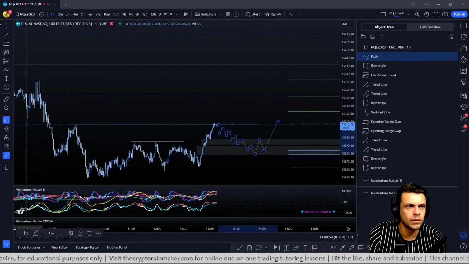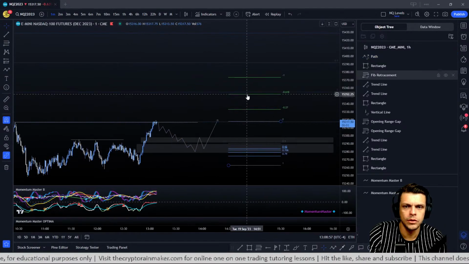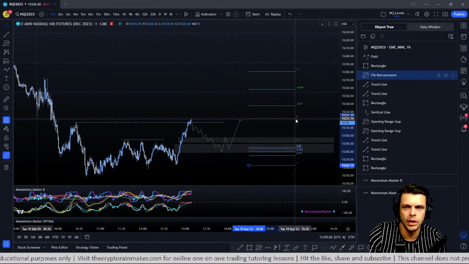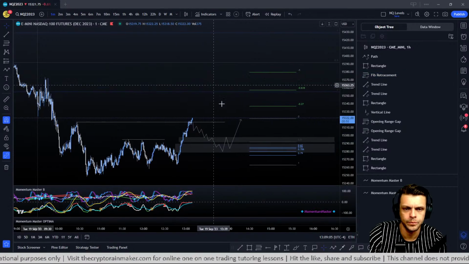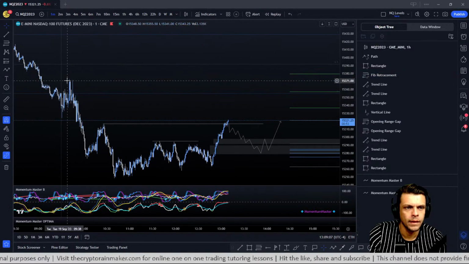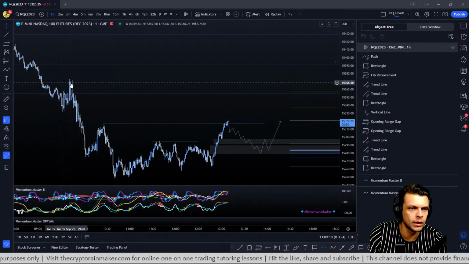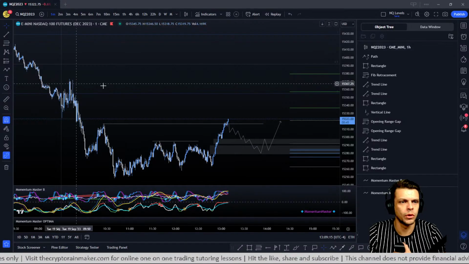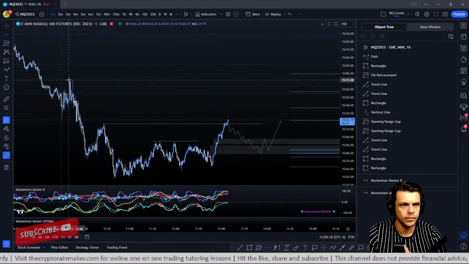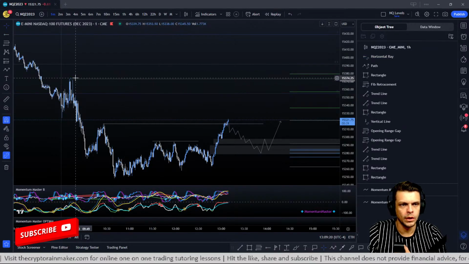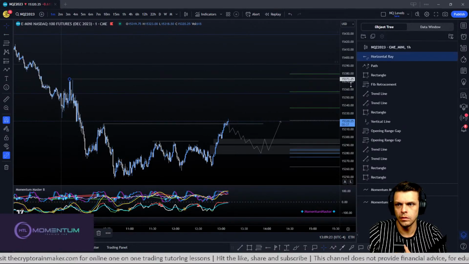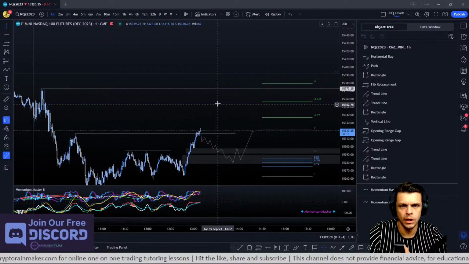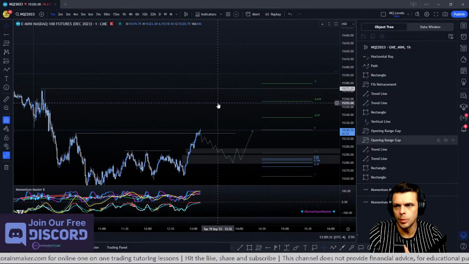We also have the 618 extension, so this might still change as we go up. If we go up a little bit, then it will just kind of dig into it, and then there might be a little target as well. That was the high of the morning session. This was at 20 to 10 this morning. So that will be your, I would say, your ultimate target, 15,373.